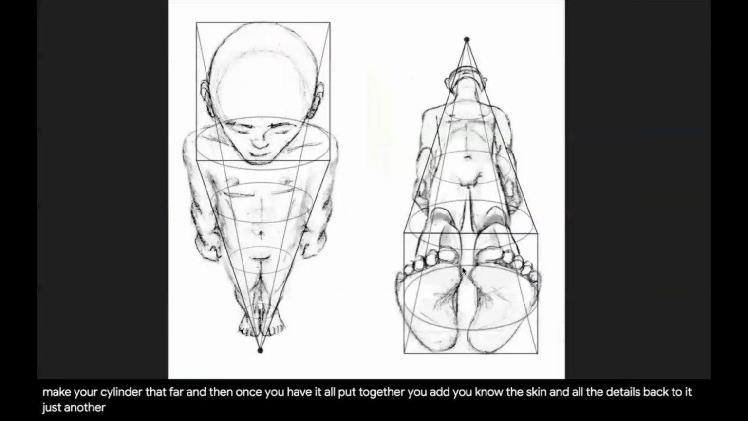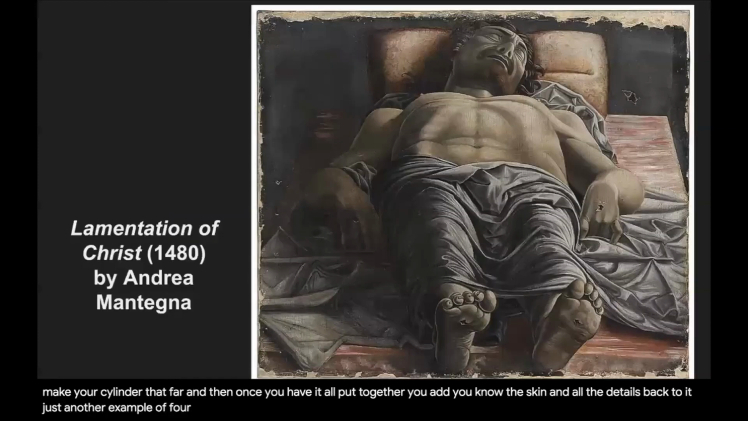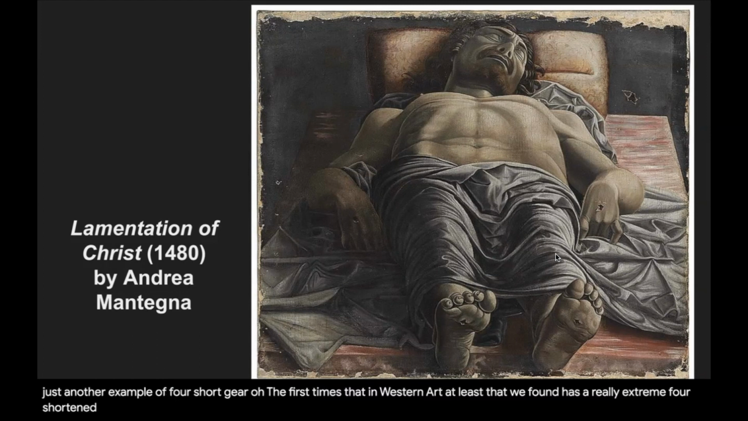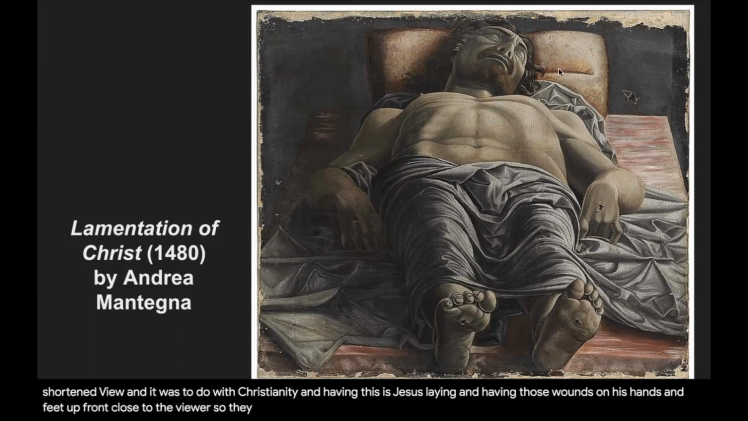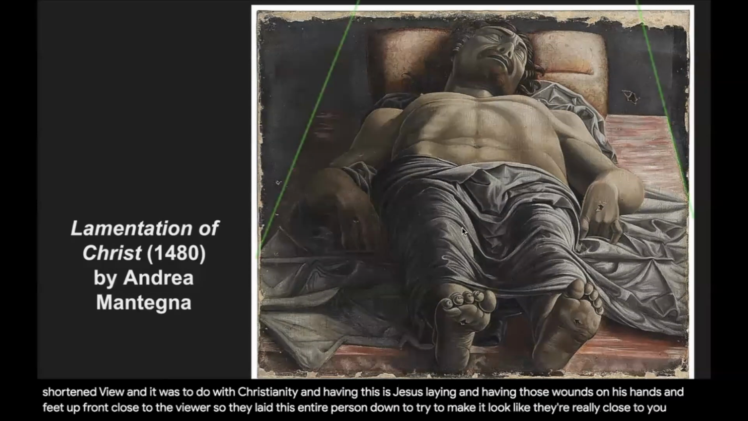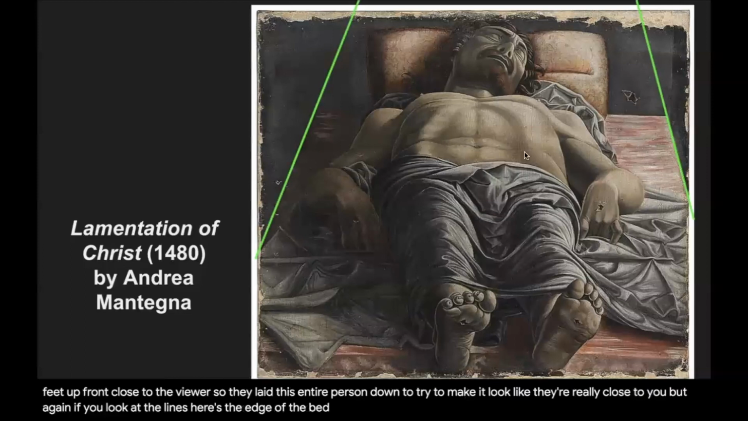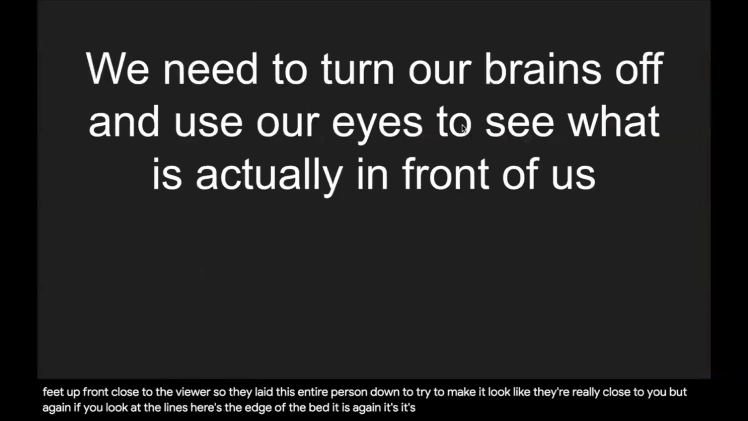Just another example of foreshortening here. This is a fairly famous painting. This is one of the first times, in Western art at least, that we've found a really extreme foreshortened view. It was to do with Christianity, with Jesus laying there and having those wounds on his hands and feet up front close to the viewer. So they laid this entire person down to make it look like they're really close to you. But again, if you look at the lines, here's the edge of the bed. It is, again, one point perspective.